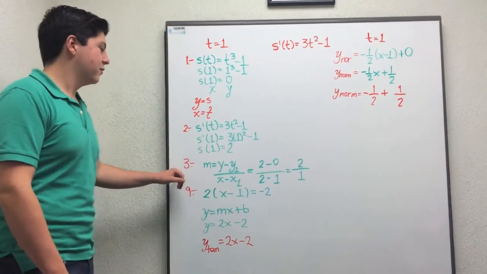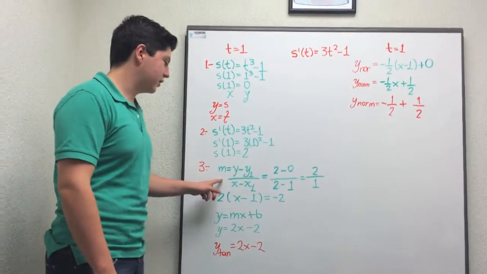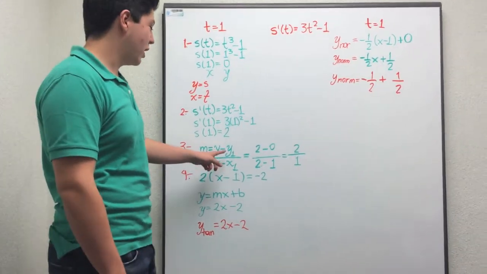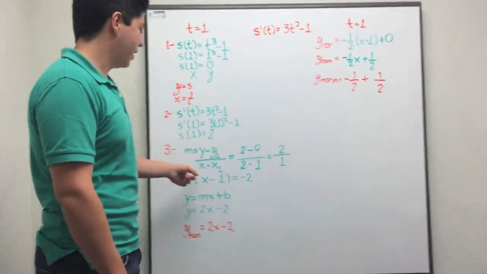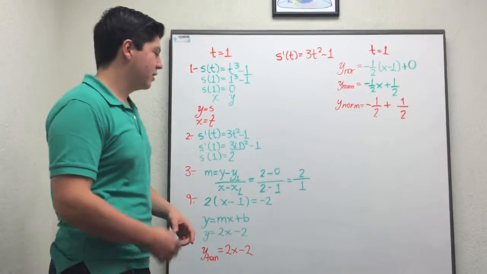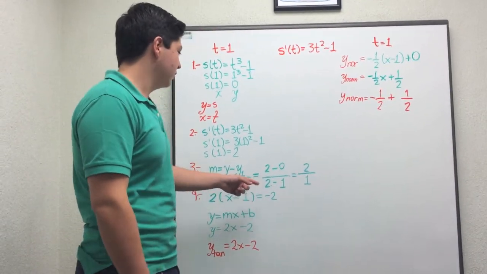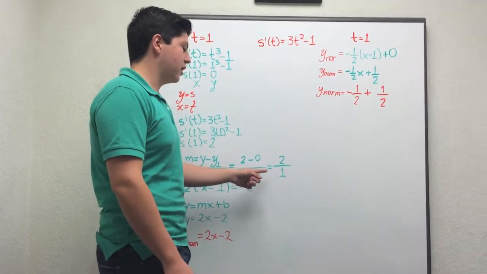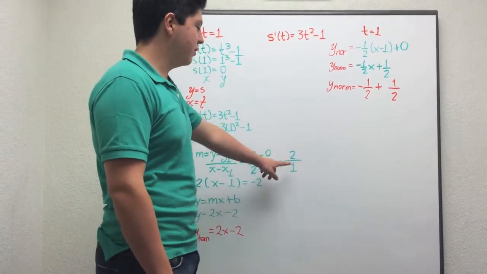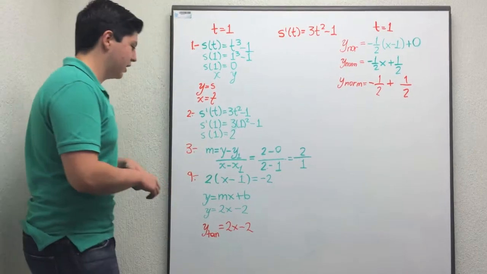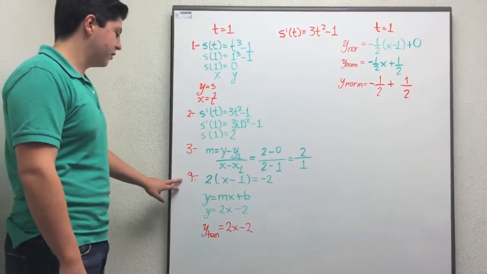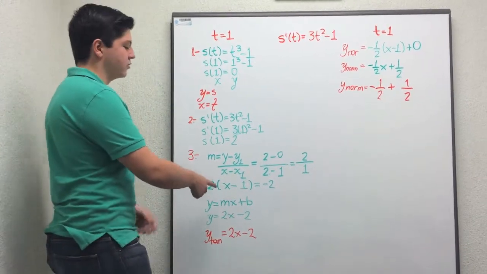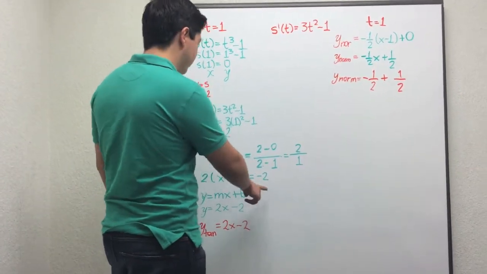Then in the third step we have to find the slope. The equation is this: m is equal to y minus y1 over x minus x1. So we substitute 2 minus 0 over 2 minus 1. The slope is 2 over 1. And then for the fourth step we use this equation, 2 times x minus 1. The result is minus 2.